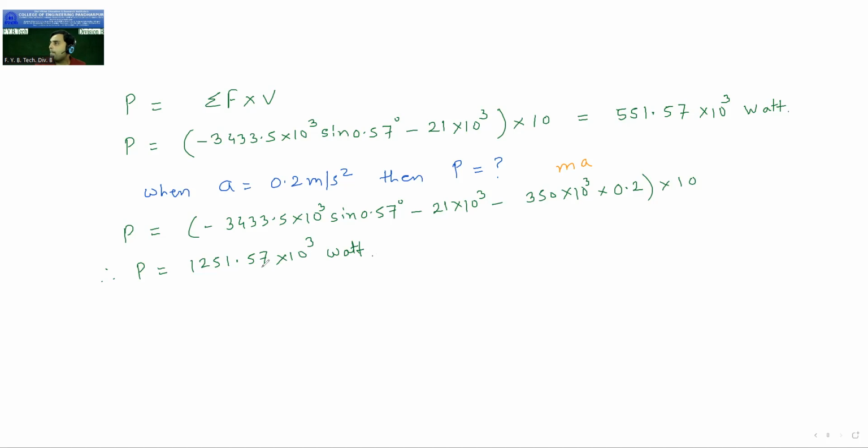Is it over? Shall we take the next problem? Okay. So the next problem is an engine of mass.